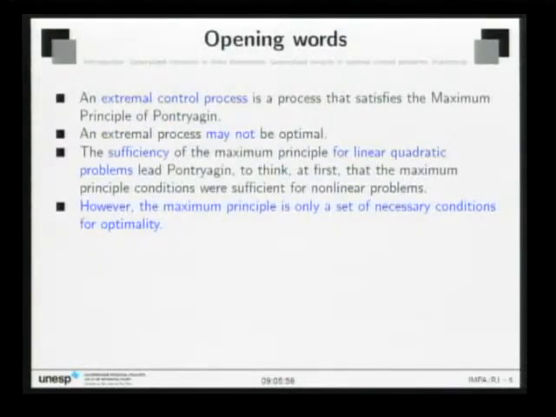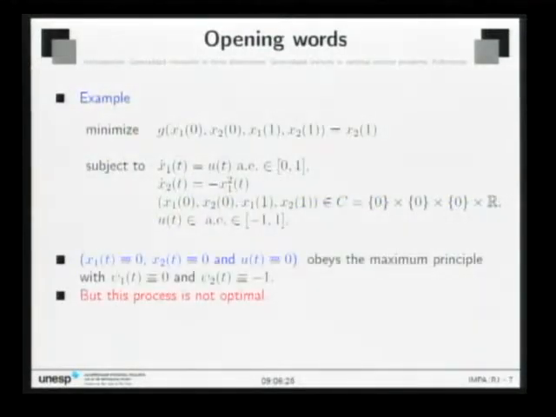There. So we call an extremal control process a process that satisfies the maximum principle. And as I said in my initial words, this extremal process may not be optimal. And I repeat again, Pontryagin thought it would also be a sufficient condition of optimality, but however, it is not. And this is a simple example that shows that when you have nonlinear dynamics, the maximum principle is not a sufficient condition.